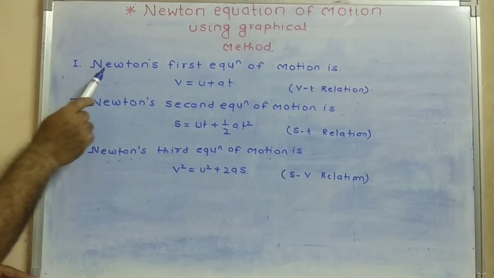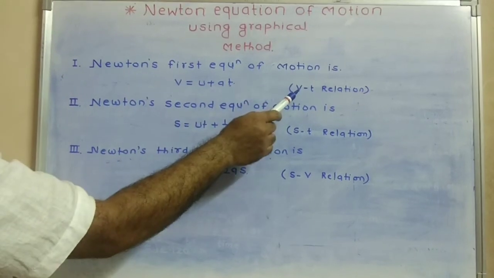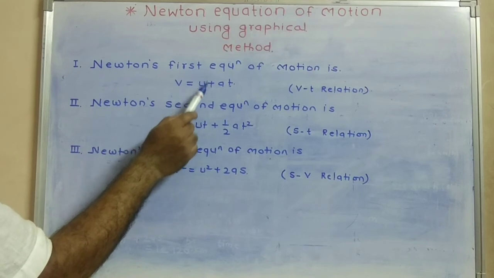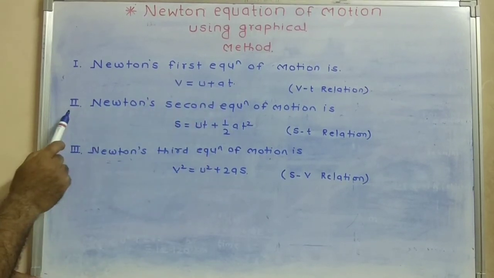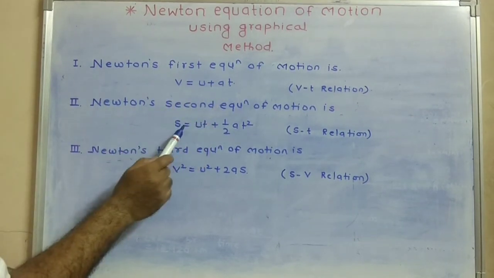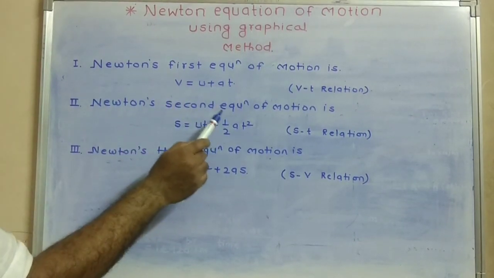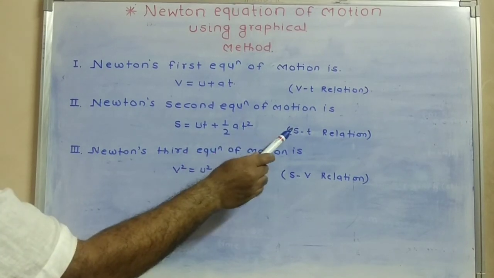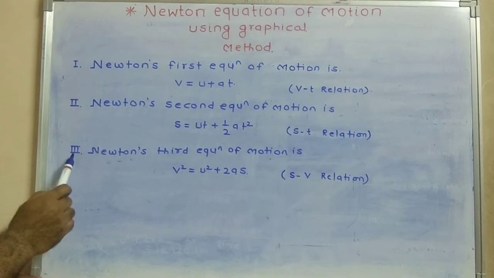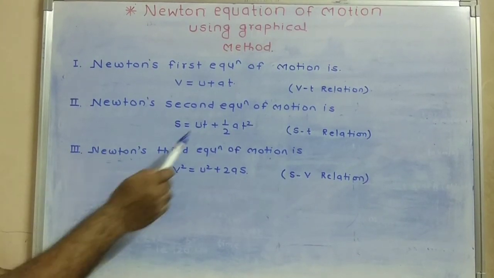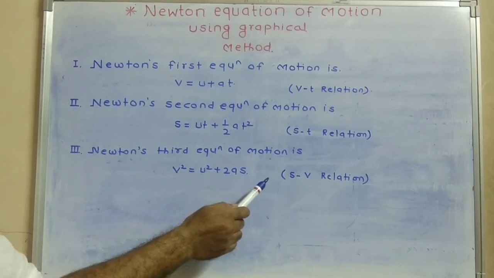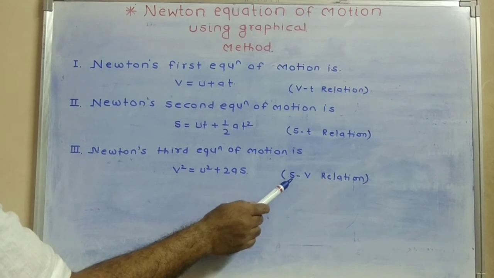First one is Newton's first equation of motion, which describes the relation between the velocity and time, and it is V is equal to U plus AT. What is the second equation of Newton? Newton's second equation of motion is S is equal to ut plus half at square. It describes the relation between displacement and time. Now there is a third equation given by Newton, that is, Newton's third equation of motion is V square is equal to U square plus twice AS, which describes the relation between the displacement and velocity.